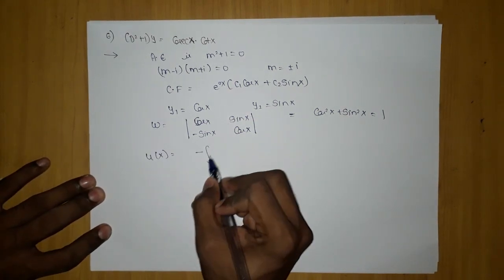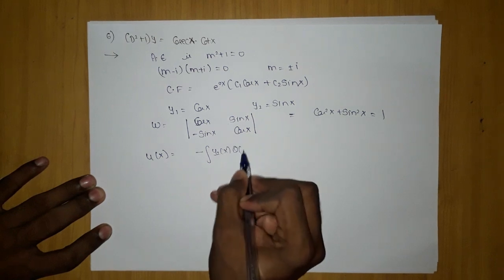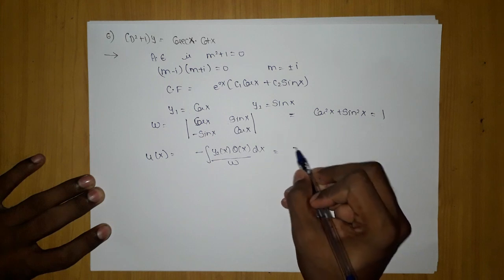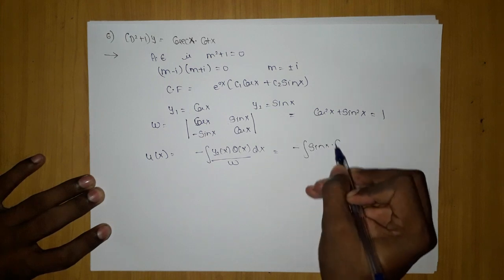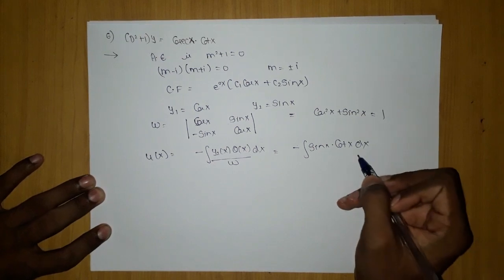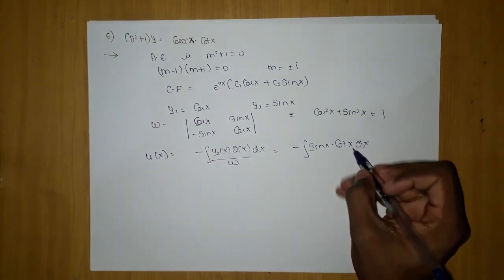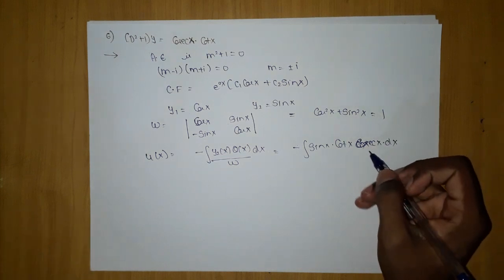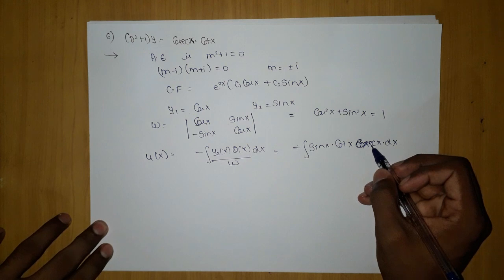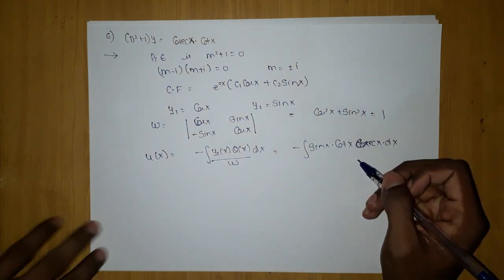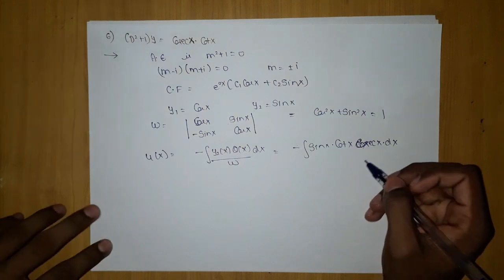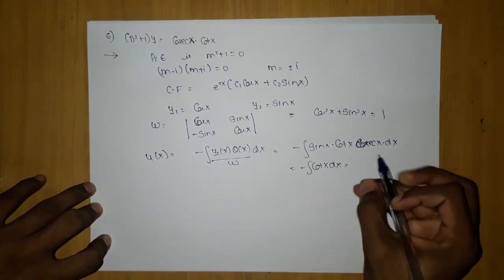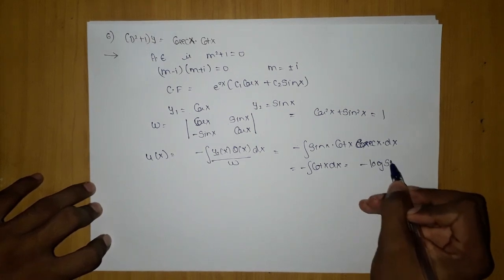Now we move on to get u of x. u of x is nothing but minus integral of y2(x) into Q(x) dx by W. W is 1, so we don't need to worry about it. It is nothing but sin x into cosec x cot x dx. Now cosec x is 1 by sin x, so this will get cancelled out. So we just have to concern ourselves with getting the integral of cot x. The integral of cot x dx is nothing but log sin x.